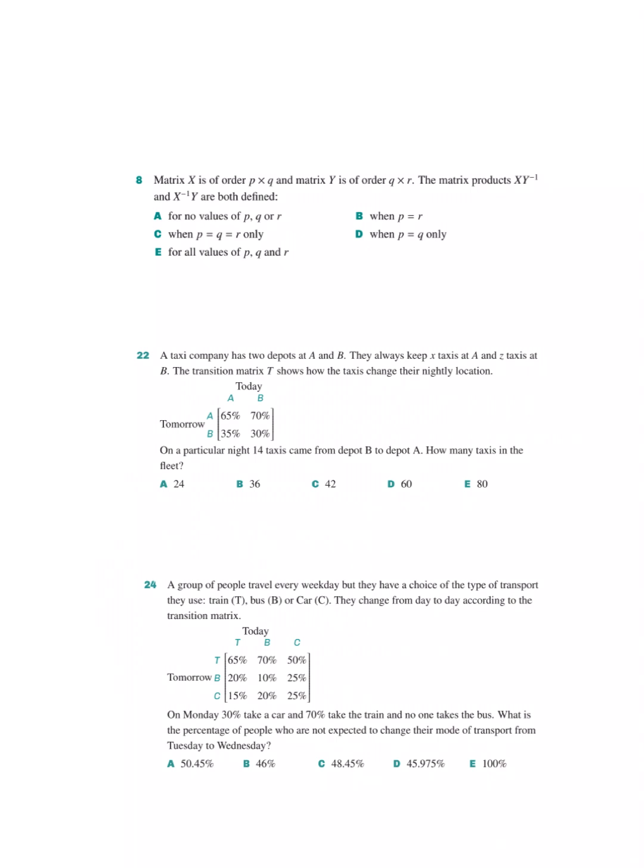Okay, so the first one, we've got matrix X. I haven't used this app since COVID, so it might be a bit rusty, but we'll see how it goes. We've got matrix X, which is of order P by Q, and matrix Y, which is of order Q by R. The matrix products X times the inverse of Y, and the inverse of X times Y, are both defined. For which values of P, Q, and R will this work?